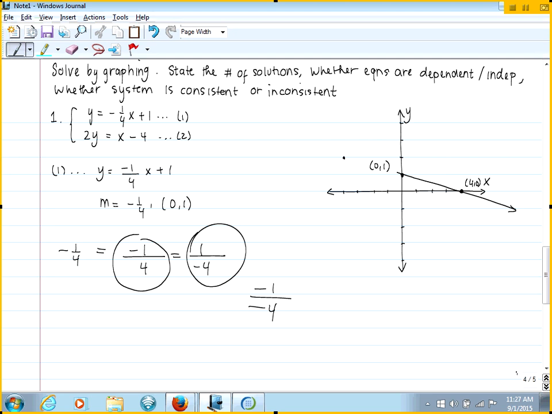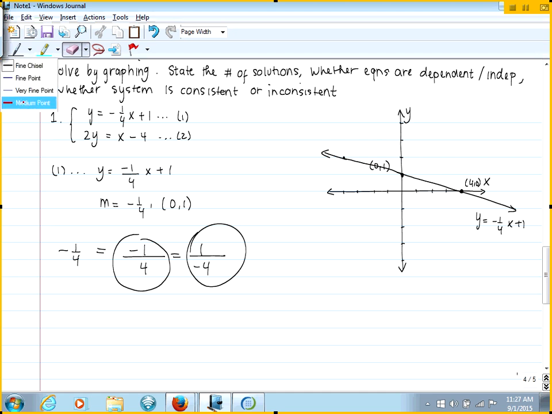But it doesn't mean it can be negative 1 and negative 4. What is negative 1 over negative 4? That's 1 over 4. Good question, Anthony. The negative, you can associate it with the numerator or the denominator, but not both, because negative 1 over negative 4 is positive 1 over 4. So either way is good.